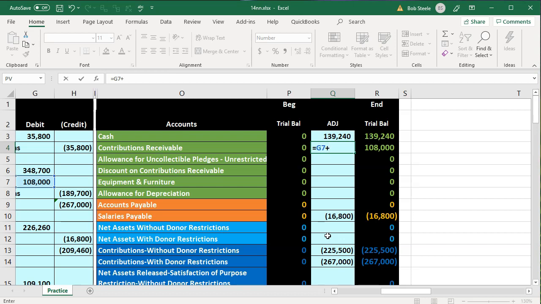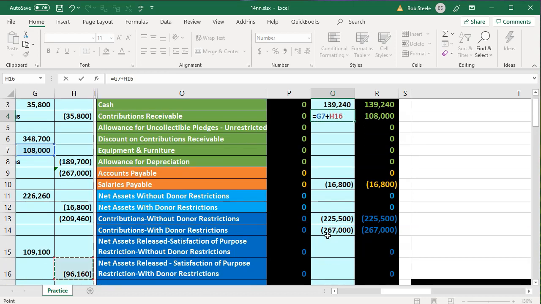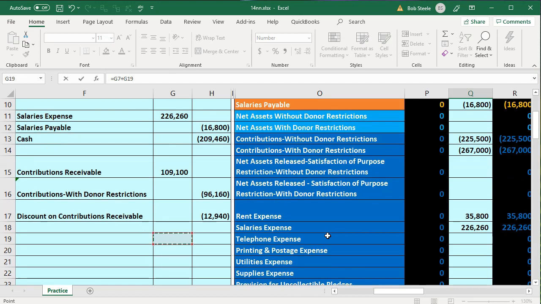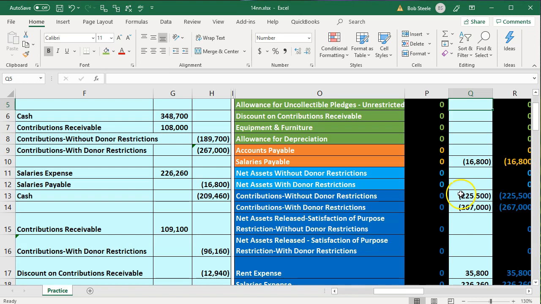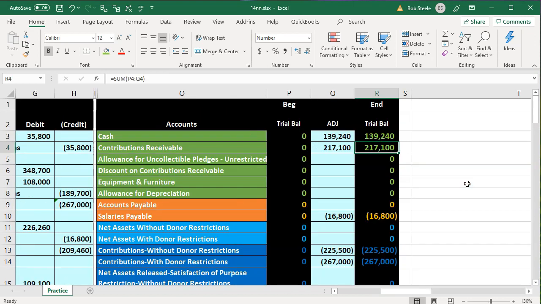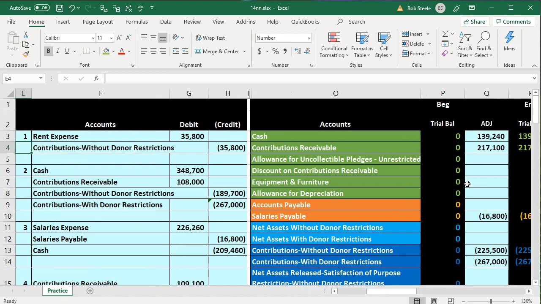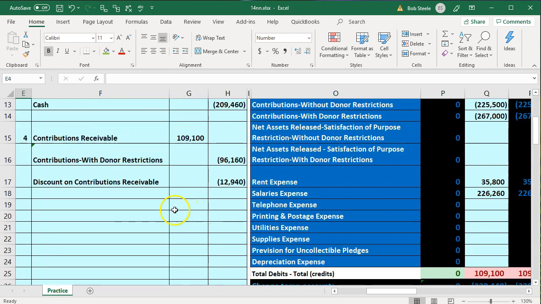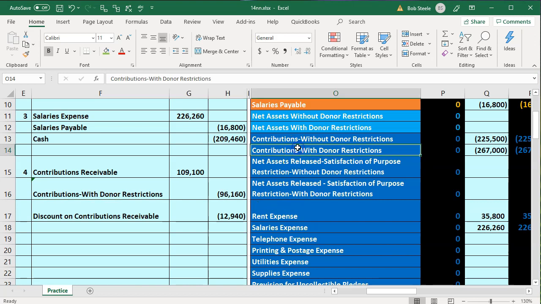So I'm going to start to use keystrokes here to speed things up and hopefully help out with learning that. Now I'm using the arrows to go down and I'm picking up that 109,100 and enter. So there we have that, and that's going to increase the contributions receivable. Next, the next item we're going to have is going to be the contributions with donor restrictions. Contributions with donor restrictions, that's going to be in cell Q14.